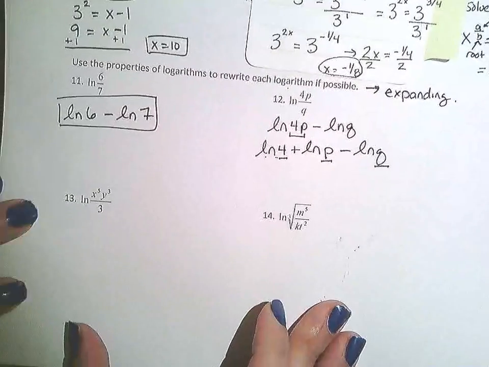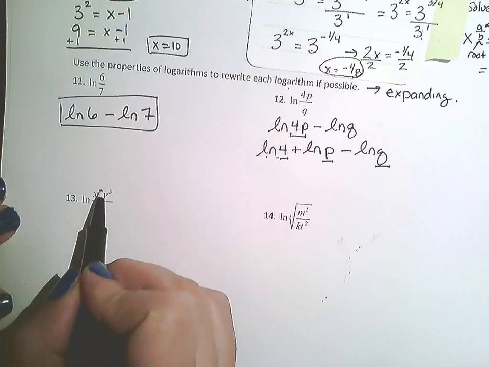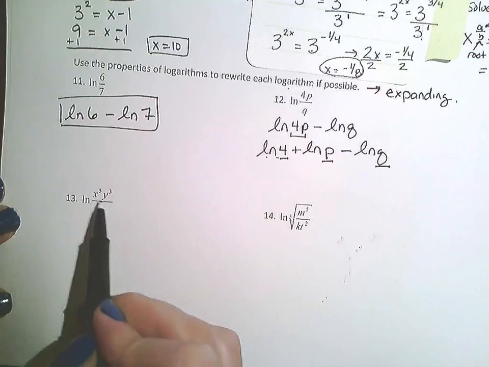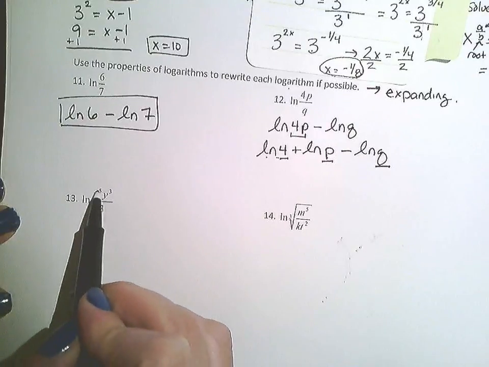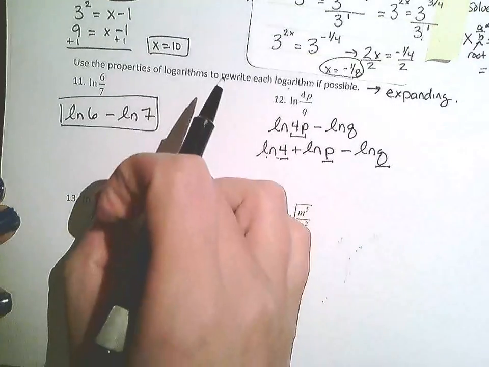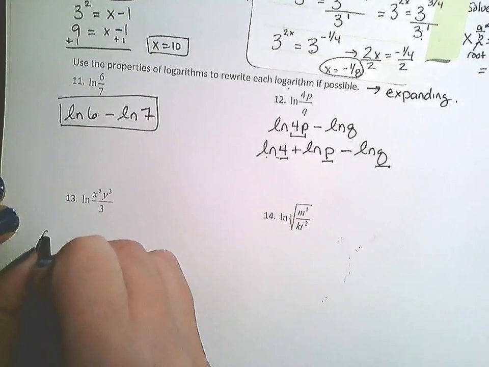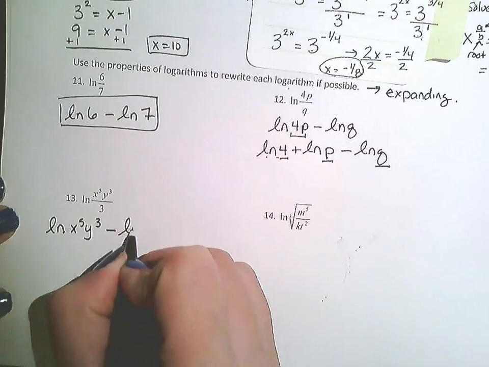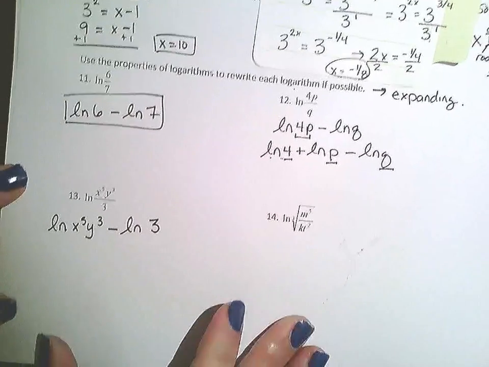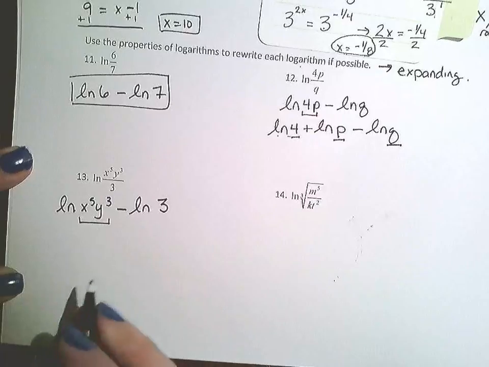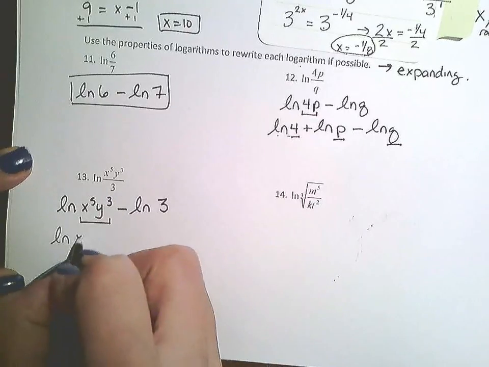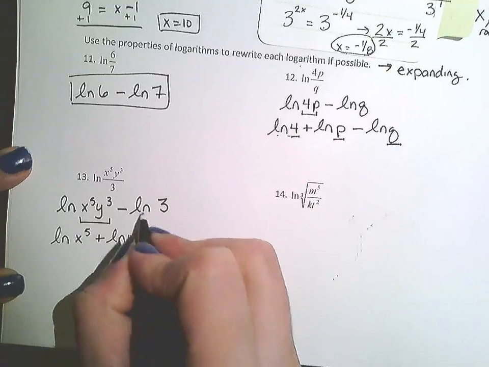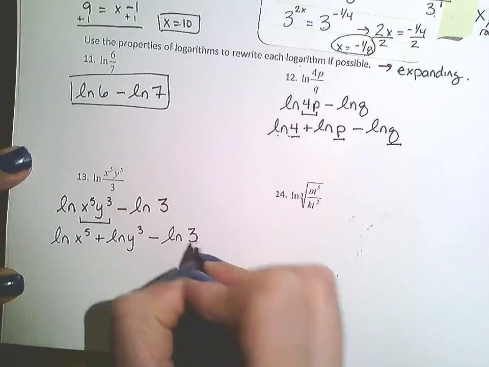All right, moving on. So we have ln of x to the 5th, y to the 3rd, divided by 3. So here we have division, we have multiplication, and we have powers. So again, first break up the division. So let's break up the division, and we have ln of x to the 5th, y to the 3rd, minus ln of 3. Next I'm going to break up the multiplication. So this is ln of x to the 5th plus ln of y to the 3rd, and then of course don't forget the last part, ln of 3.